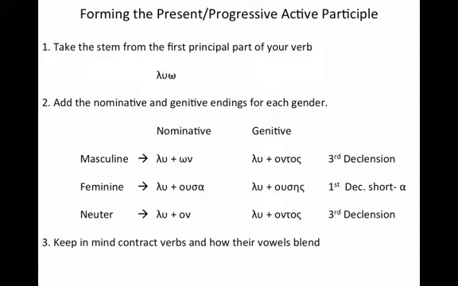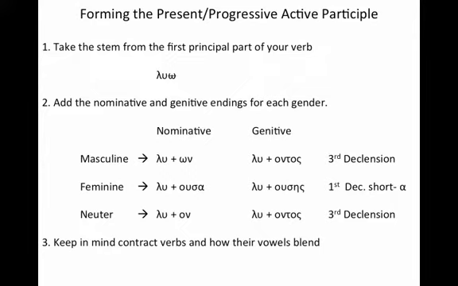So first we take the stem. So we go to our first principal part of the verb. Here we're going to use luo as an example. And you drop off your omega and you get your stem. And now, unlike progressive middle participles, these are going to change endings depending on gender. So for the masculine, the nominative ending is on and the genitive ontos.